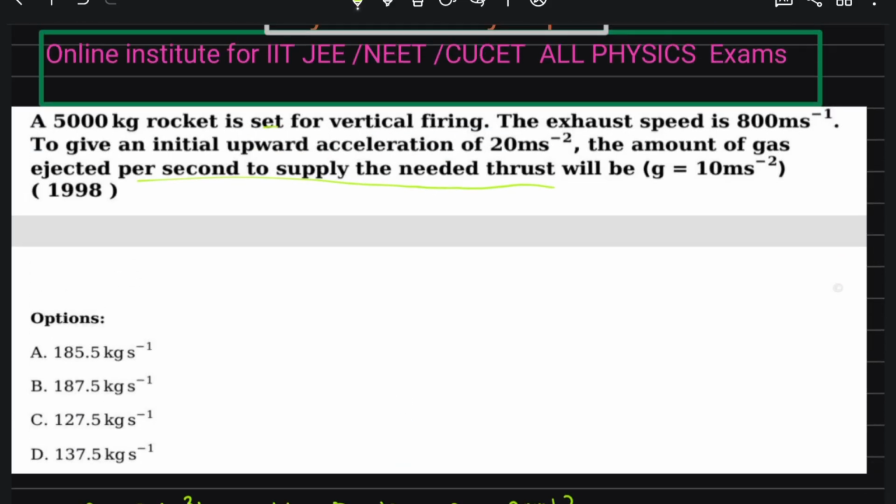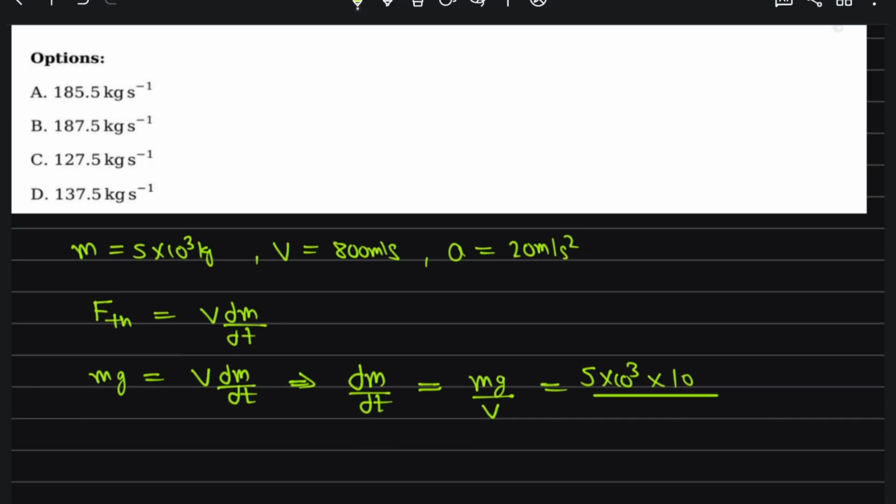A 5,000 kg rocket is set for a vertical firing. The exhaust speed is 800 meter per second. To give an initial upward acceleration. Oh, so here just one more thing. Here one mistake I am making. Okay, just make the diagram.